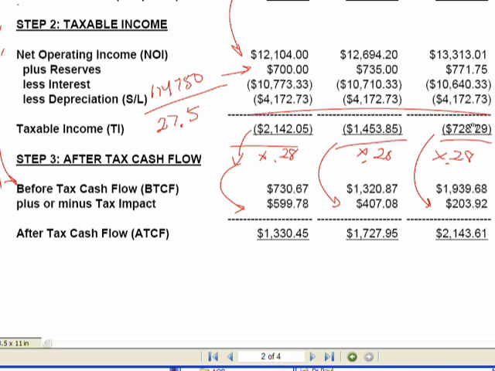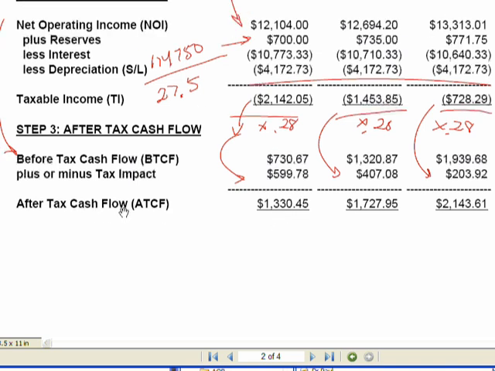If we had positive taxable income, we would be subtracting out. The tax impact would be a minus in that case. But remember, in this case, we had negative taxable income, so our tax impact is going to be positive. And notice we're going to add it to our before-tax cash flow, and our after-tax cash flow is actually higher than our before-tax cash flow in all 3 years. But again, that was because of our negative taxable income, which was a result of our interest and our depreciation deductions from our net operating income.